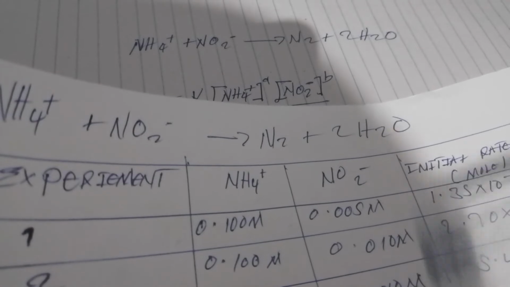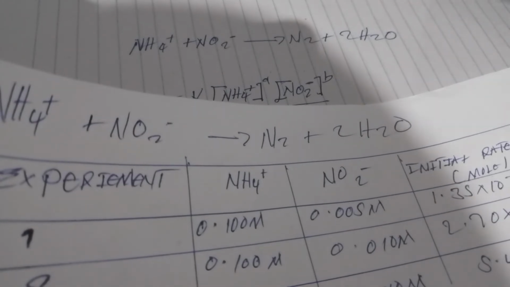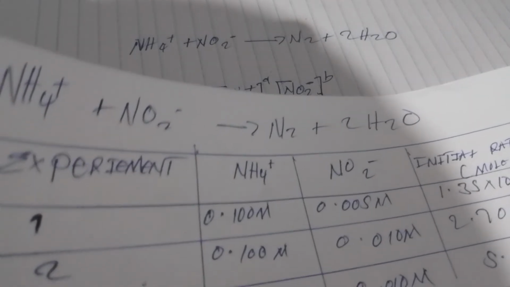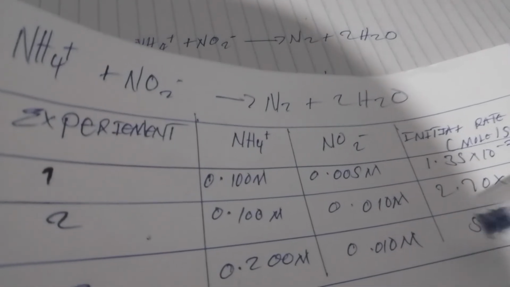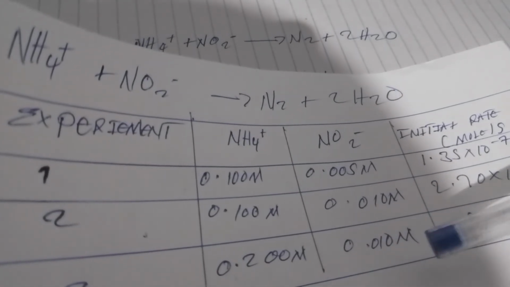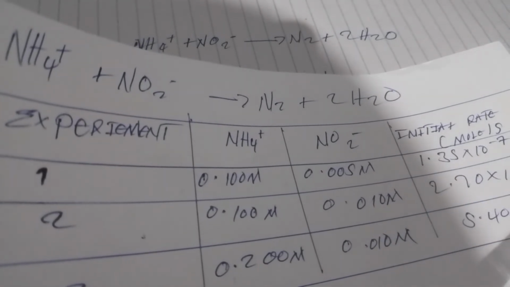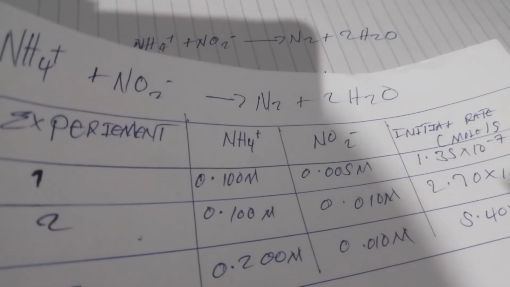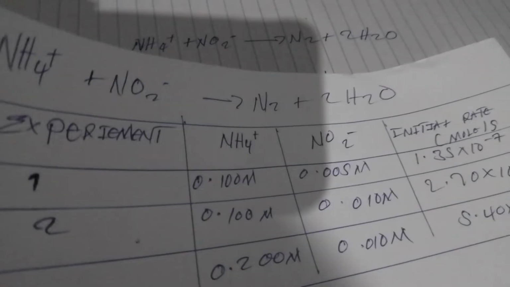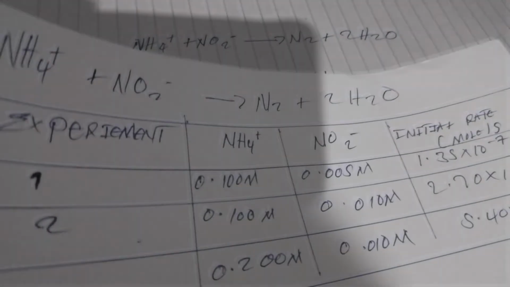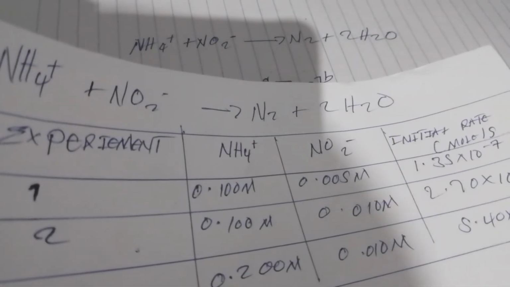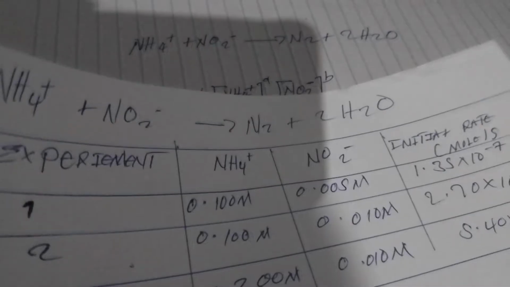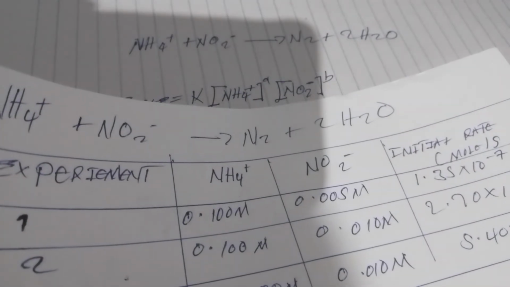molar. Then we can calculate for nitrate. The same applies to nitrate. We do the same thing, lying on the same line, or passing or meeting at 0.01 molar. Also, we do the same thing to calculate the order of the reaction for ammonia.